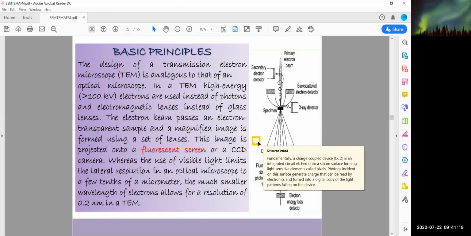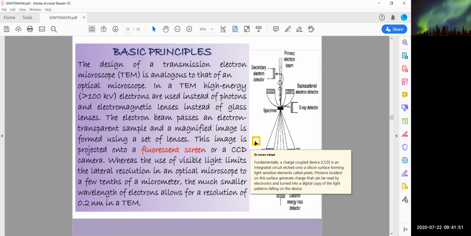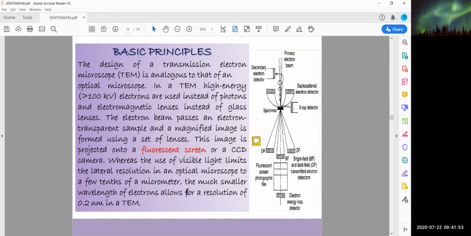You can also click on this message and see. Fundamentally, a charge coupled device, CCD, is an integrated circuit etched onto a silicon surface forming light sensitive elements called pixels. Photons incident on the surface generate charge that can be read by electronics and turned into a digital copy of the light patterns falling on the device. This is what CCD stands for. Because this term is used, I wanted to explain it. You can see the detail from here.